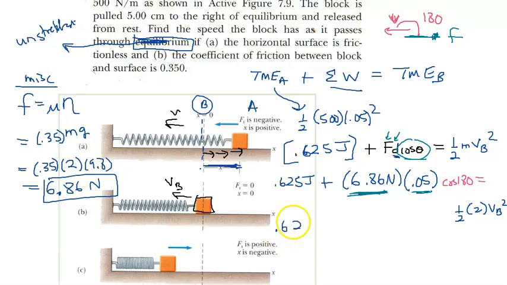So we had 0.625 joules of energy. Friction took away 0.343 joules, and that is the square of my velocity.